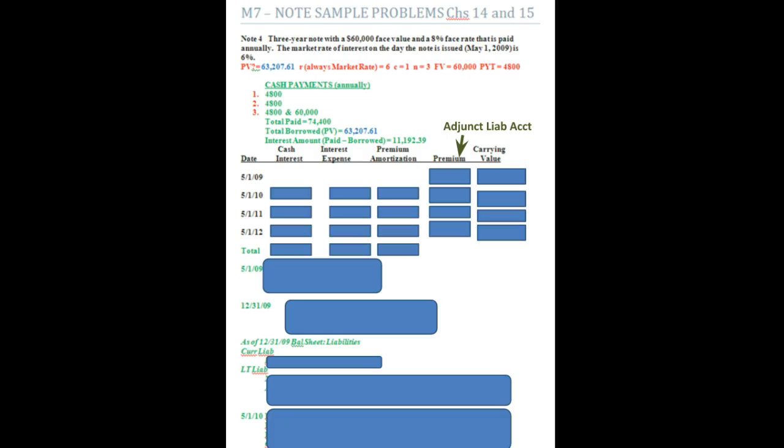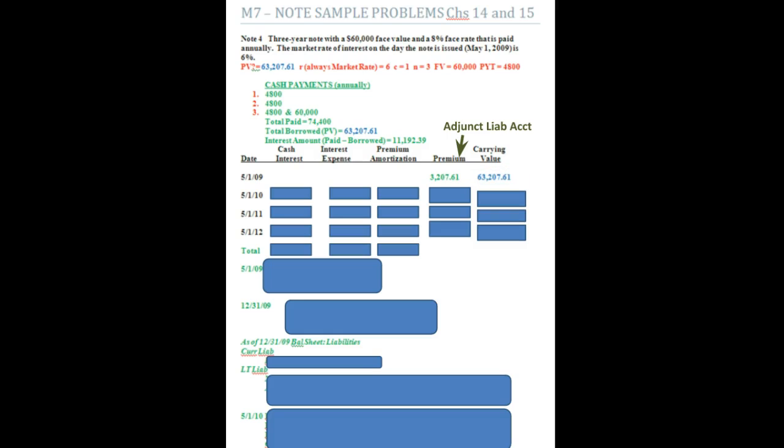The $3,207.61. Now, what is different here, though, as you write this in your notes and you set up your chart? The premium is what we call an adjunct liability account. It attaches itself to the liability account, the bank note payable account, and we're going to slowly lower that premium account, and we're going to work our carrying value down to 60,000.